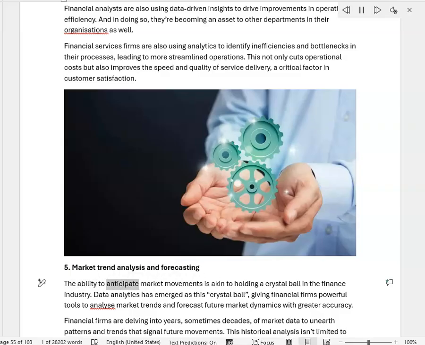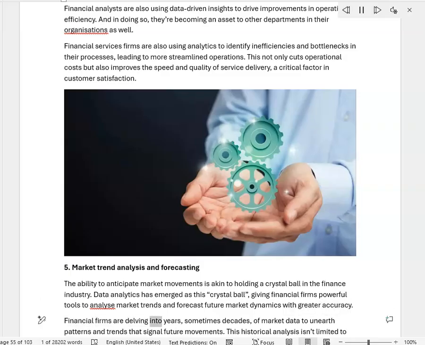5. Market trend analysis and forecasting. The ability to anticipate market movements is akin to holding a crystal ball in the finance industry. Data analytics has emerged as this crystal ball, giving financial firms powerful tools to analyze market trends and forecast future market dynamics with greater accuracy.